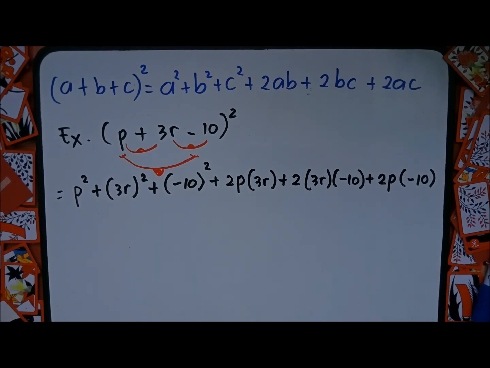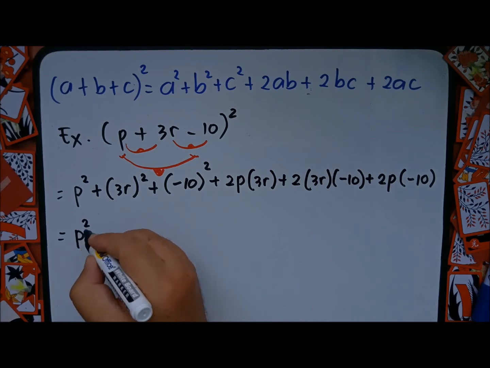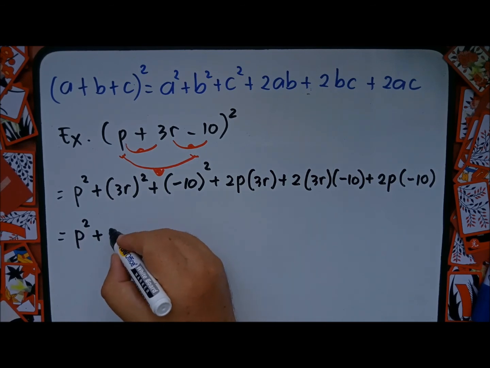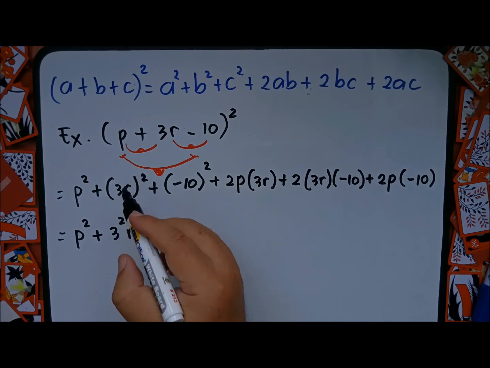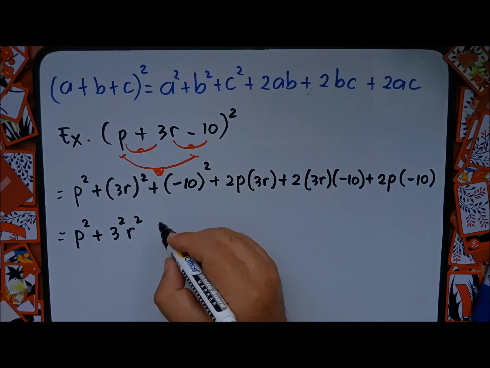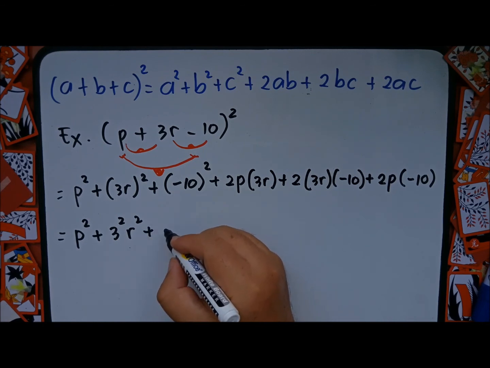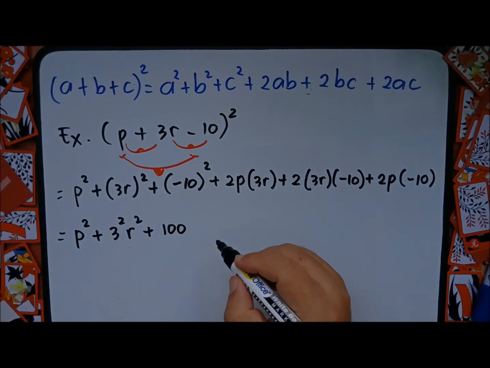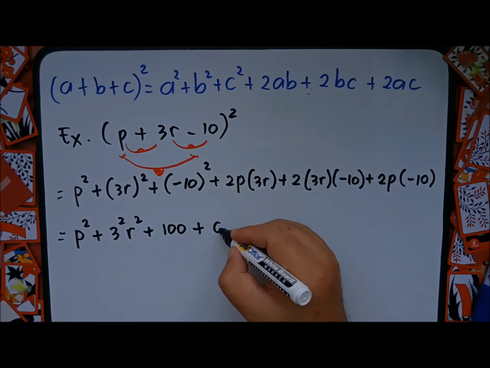Okay, so simplify. This will become what? P squared plus 3 squared r squared. Remember, you have to distribute to every component inside. Plus negative times negative will become positive. This will become what? 100. 10 times 10 is 100. Negative times negative is positive. 2 times 3 is 6.